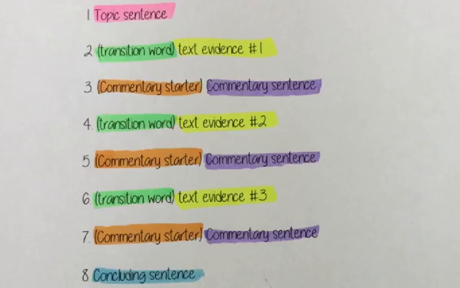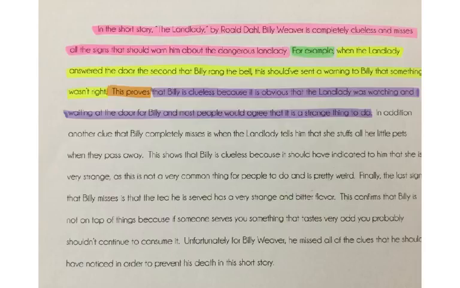Alright, based on my format, you should notice that third sentence, sentence number 3, starts with a commentary starter. So you should be grabbing an orange highlighter as well as the purple, and let's check back in the paragraph. In this paragraph, I decided to use the commentary starter, "This proves," and I've got it right here. Please make sure that you highlight that in orange as well. And then you can see my commentary sentence continues and is in purple.